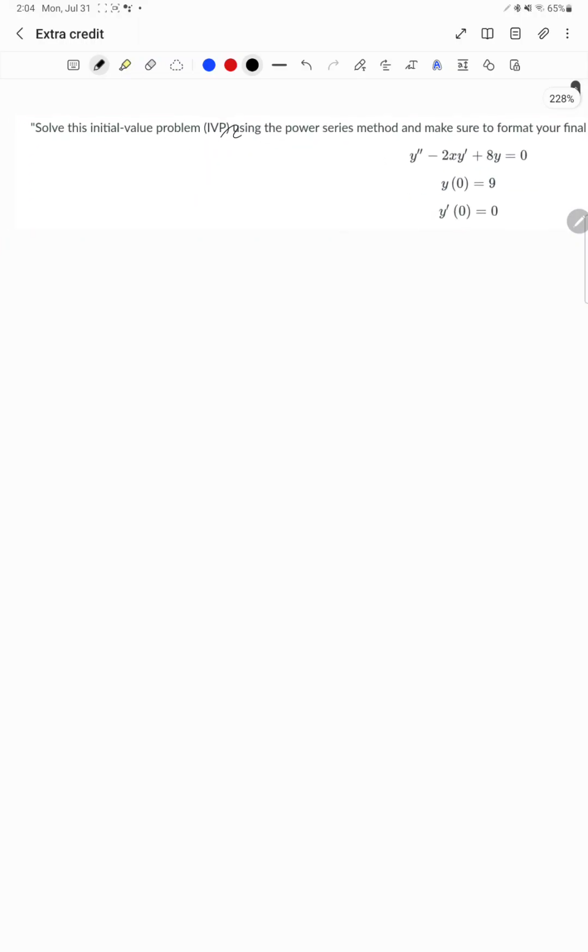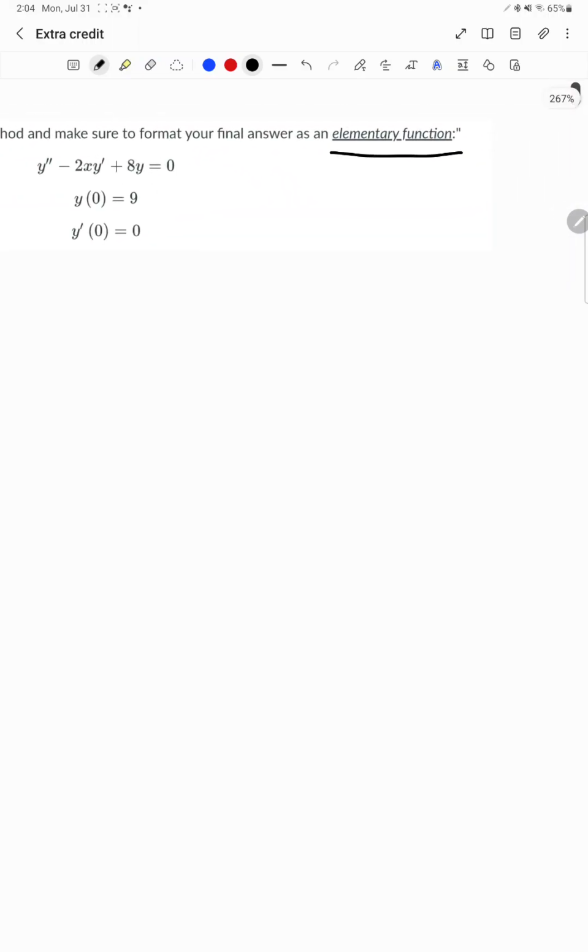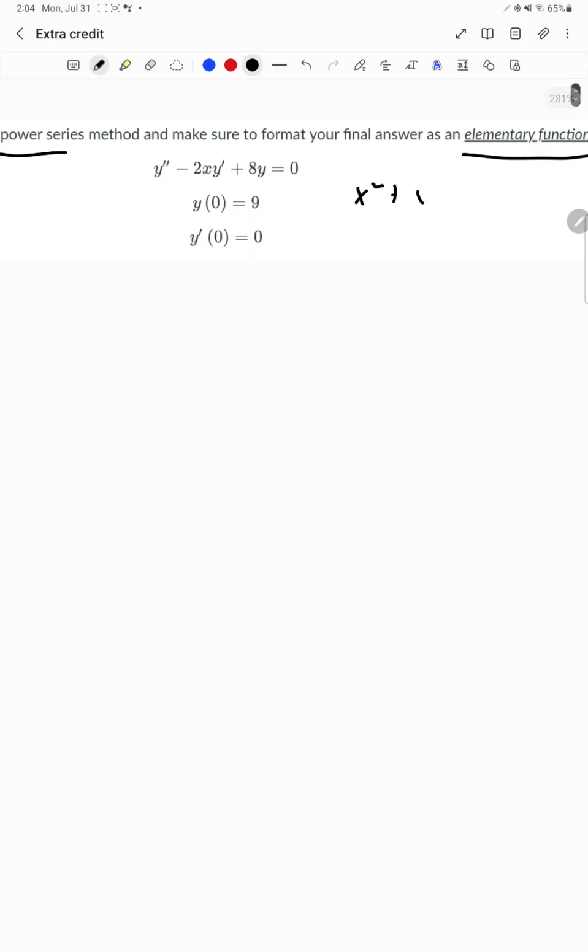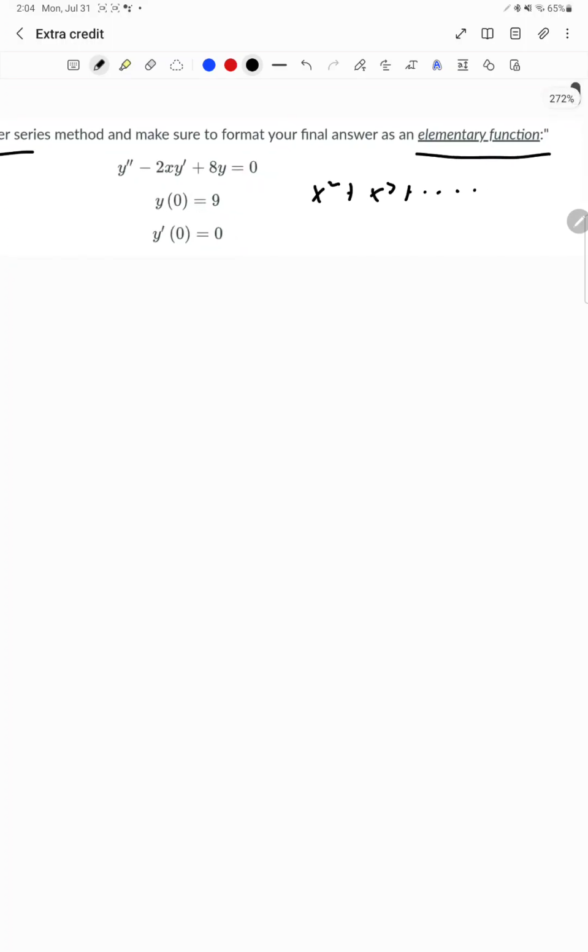Hello, so today we're going to be solving this initial value problem using the power series, which indicates that we're going to use the Frobenius theorem with all the sums, and make sure to format your final answer as an elementary function. So our final answer is going to boil down to a polynomial equation, or sine of x or cosine of x or something like that. And it's not going to be like x squared plus x cubed plus dot dot dot. It's just going to be a singular polynomial.